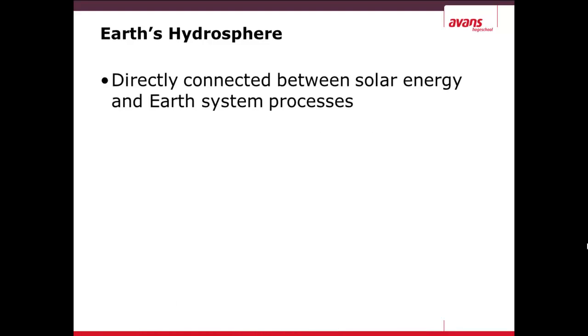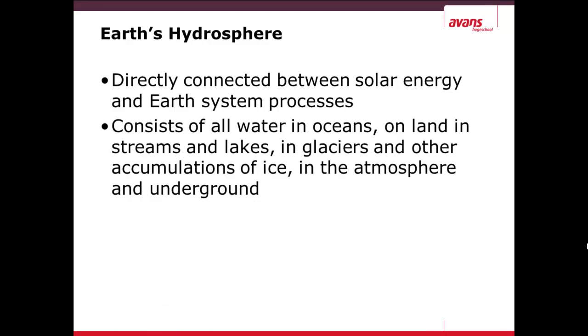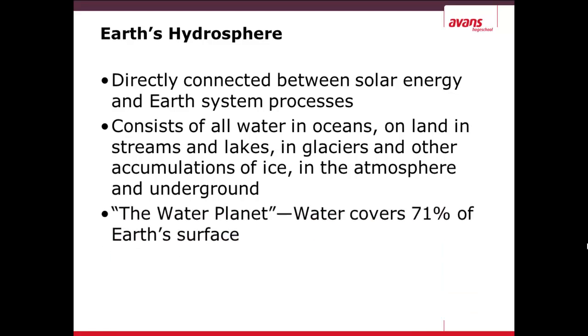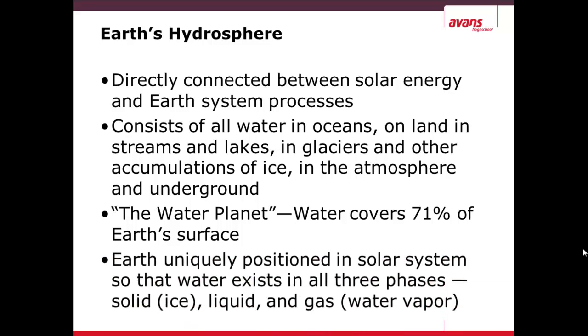Earth's hydrosphere, directly connected between the solar energy and Earth system's processes, consists of all water in oceans, on land in streams and lakes, and in glaciers and other accumulations of ice, in the atmosphere and underground. The water planet, which we also call the Earth, is a nickname we've given our planet. The hydrosphere covers approximately 71% of Earth's surface. And the Earth is uniquely positioned in the solar system so that water exists in all three phases: solid, we call ice, liquid, and gas, water vapor.